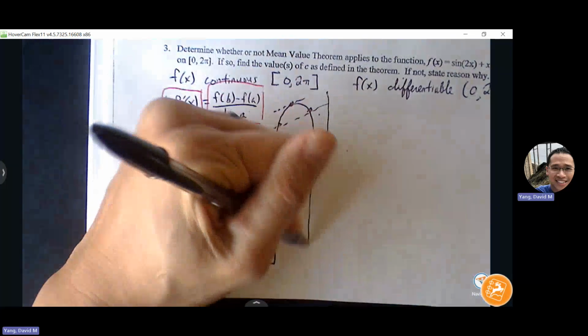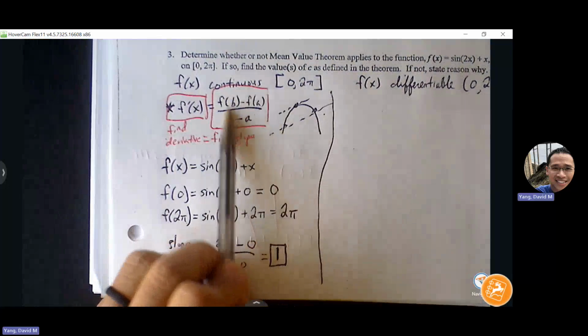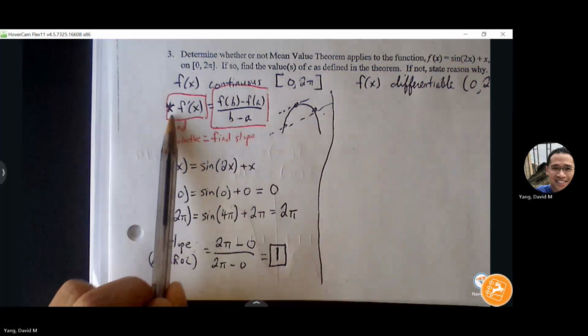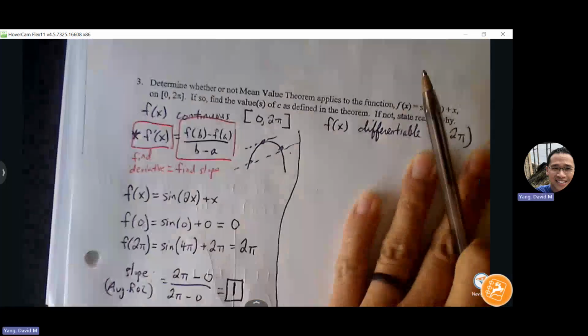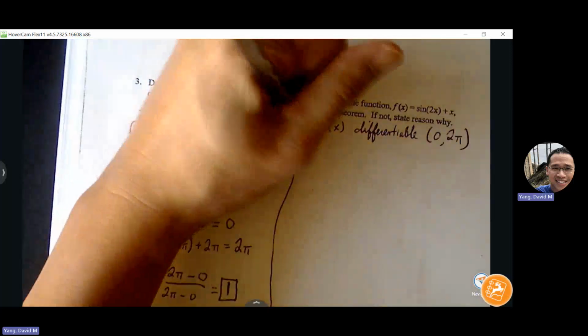We know there's a slope of 1 somewhere. We're just going to look for it. Okay, so now we have this piece. Okay, we know what our goal is. Now we need to find the what? Find the derivative. Yeah. So our function is sine of 2x plus x.